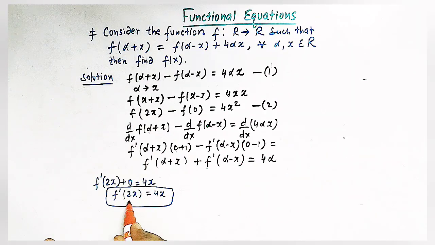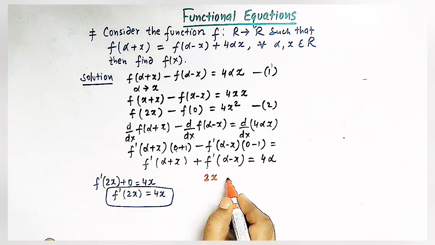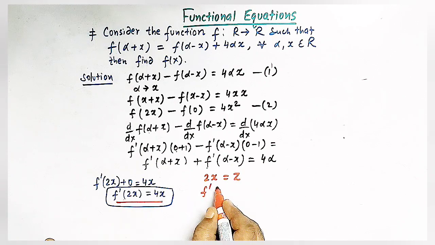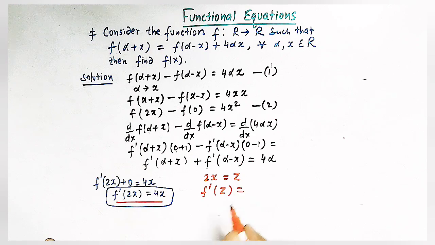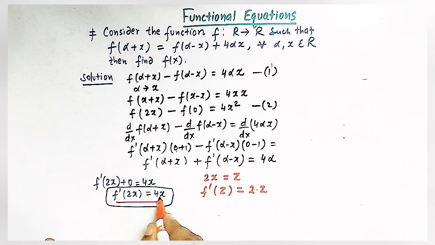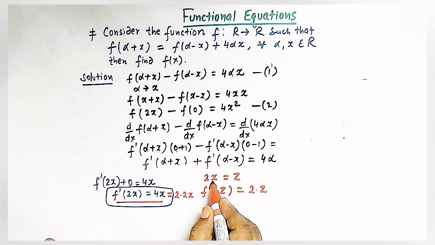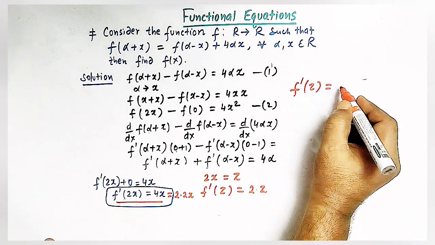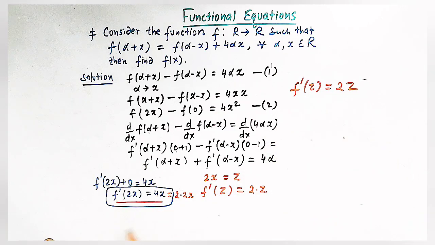So now if we closely look at this equation, and if we take 2x equal to, say, z, then this equation takes the form f prime of z is equal to 2 times z, right? Because 4x can be written as 2 times 2x, and we are taking 2x equal to z. So now we have this equation f prime of z is equal to 2z.